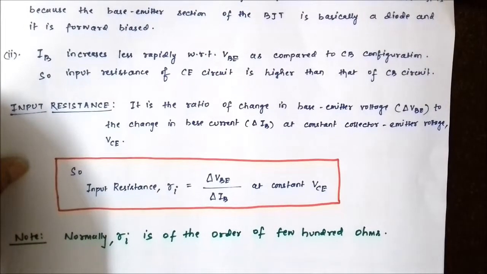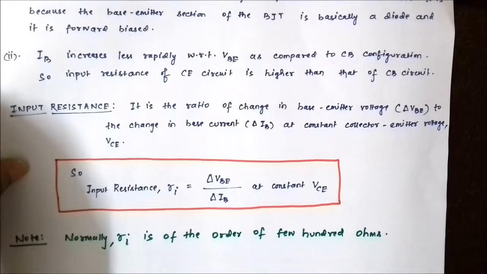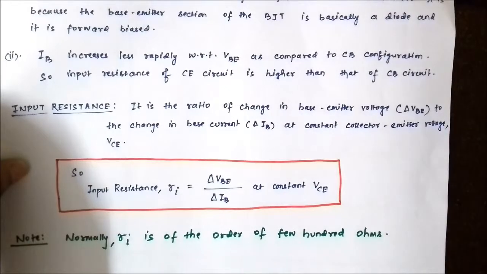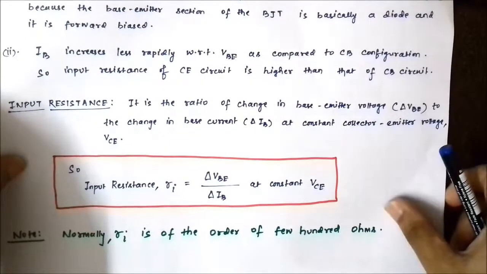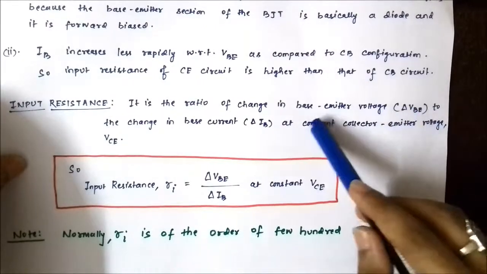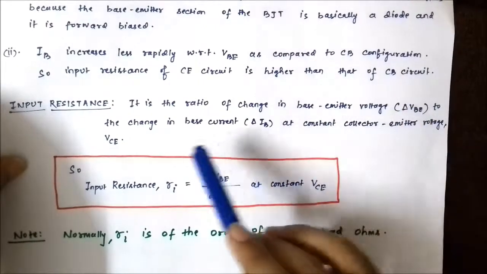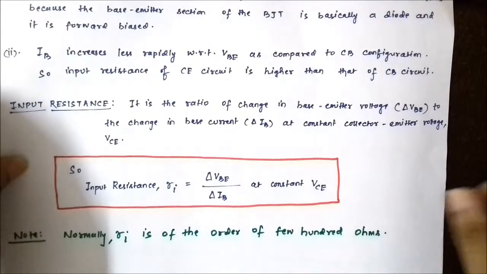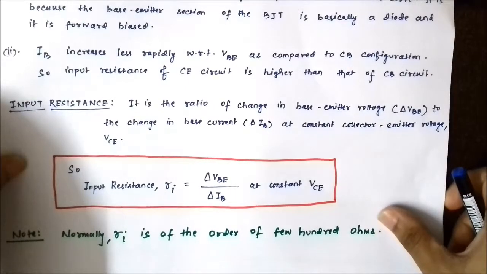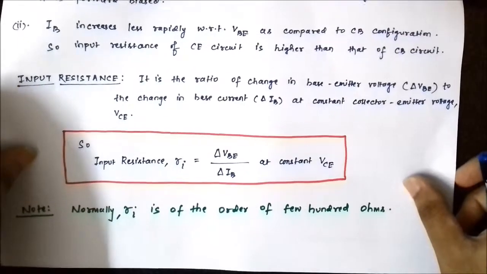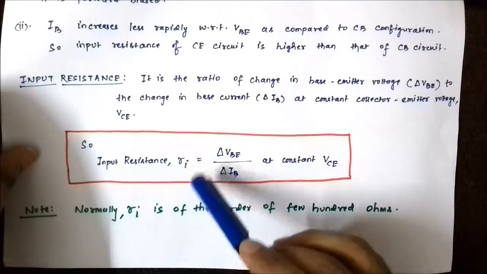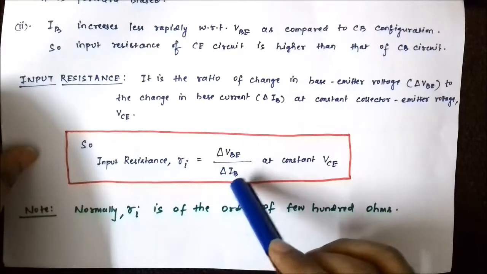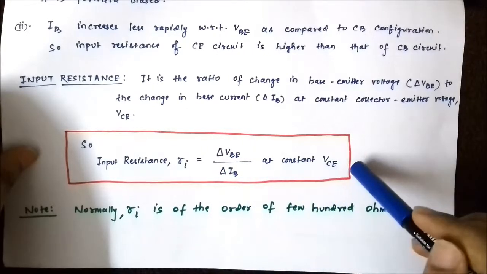The basic definition of input resistance is the ratio between a small change in input voltage to the resulting small change in input current at constant output voltage. So in case of the common emitter configuration, it is the ratio between the change in base emitter voltage, which is the input voltage, to the change in base current, which is the input current, at constant collector emitter voltage, which is the output voltage. So the mathematical formula of input resistance for common emitter configuration is delta VBE by delta IB at constant VCE.